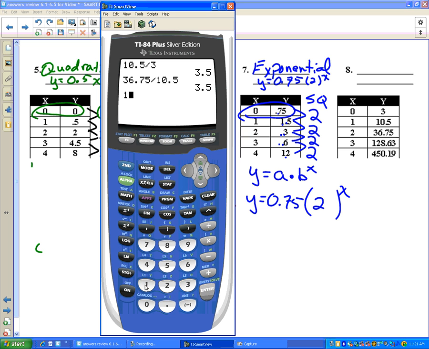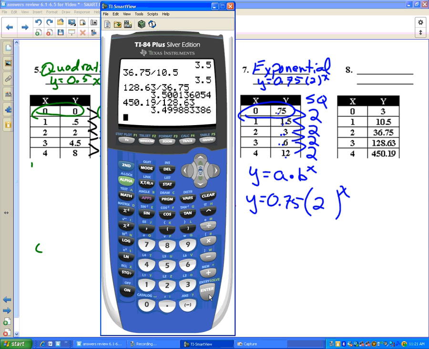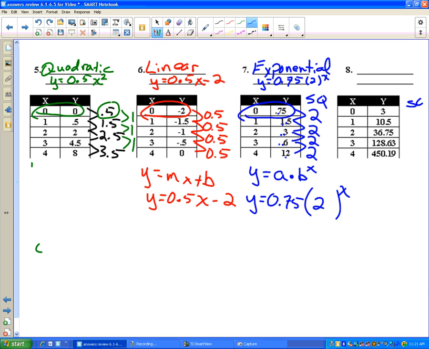We're going to take 128.63 and divide that by 36.75. That's 3.5, even though I have to round there. And I'm going to take 450.19 and divide that by 128.63. And again, rounding, that's going to be 3.5. That tells me that my successive quotient is 3.5. So that tells me it's exponential since it has a common successive quotient.